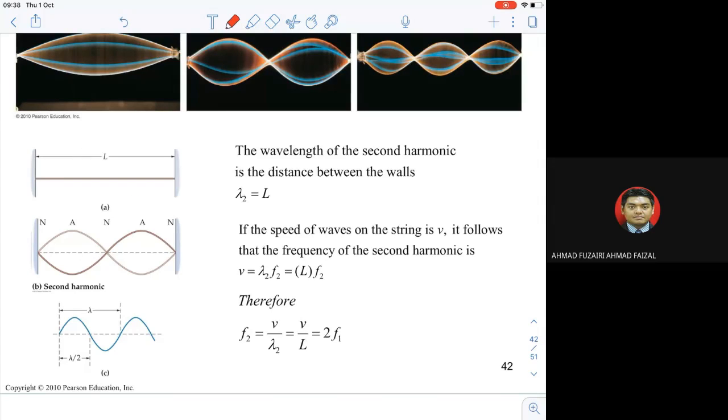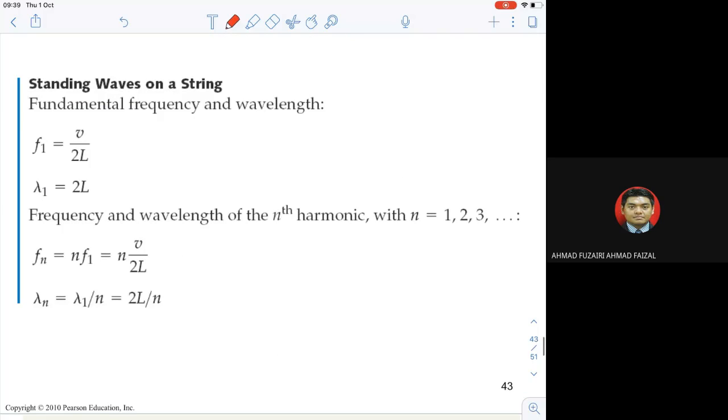So the wavelength for the second harmonic is the distance between the walls. The distance between the walls is L. Okay, and therefore, in the end, we only look at the end. So the F2 is actually 2 times F1. Okay, 2 times F1. And how about F3, and so on?